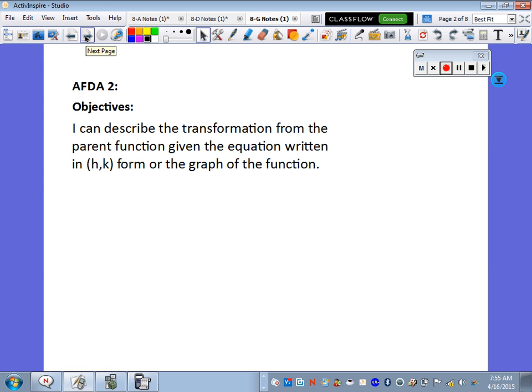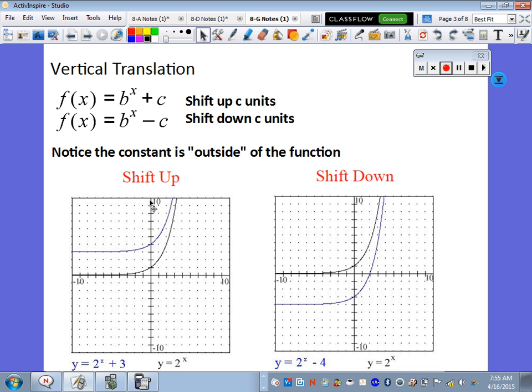A vertical translation is where you've added or subtracted a number from the function. Notice the constant is outside the function. So if 2 to the x is, say, our parent function, and you add 3, you shift the graph up 3. Here, if you subtract 4, you shift down 4. That's a vertical translation.